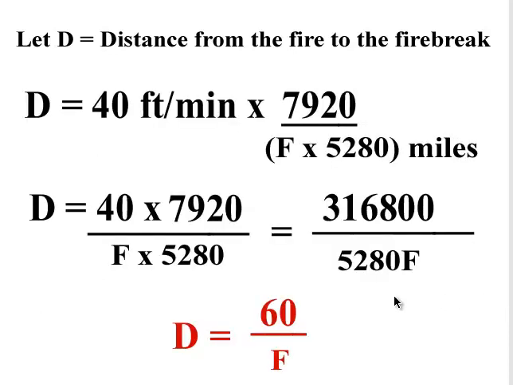Okay, so we're still calculating D. So we have all the values listed out here. We're just going to have to multiply it out. So we're going to multiply 40 times 7920. That equals 316,800. And we're going to divide that by 5280, the number of feet in a mile. We're going to leave the F where it is. But 316,800 divided by 5280 comes out to be 60. So our distance between the fire break and the fire itself is only 60 divided by F. Remember, F is the total number of firemen.